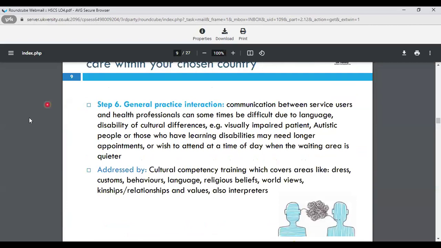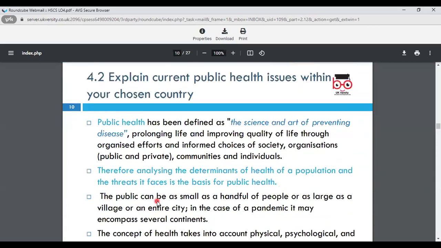And then the sixth step is general practice interaction. Communication between service users and health professionals is sometimes very difficult. There are language barriers. There may be visually impaired patients, autistic patients, or patients with learning disabilities, who may need longer appointments, longer follow-ups, or wish to attend at a time of day when the waiting area is quieter. This has been addressed by cultural competency training, which covers areas like dress, customs, behavior, language, religious beliefs, worldviews, kinships, relationships, and values, and also interpreters.